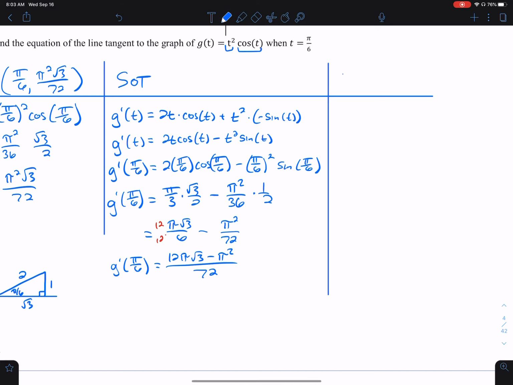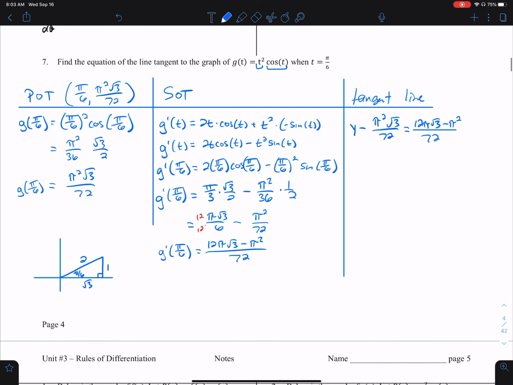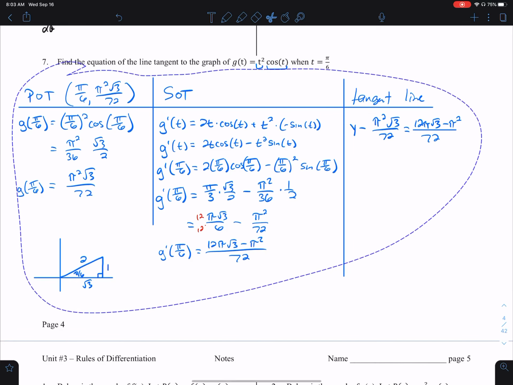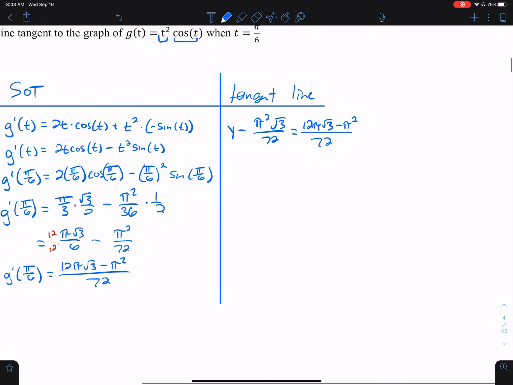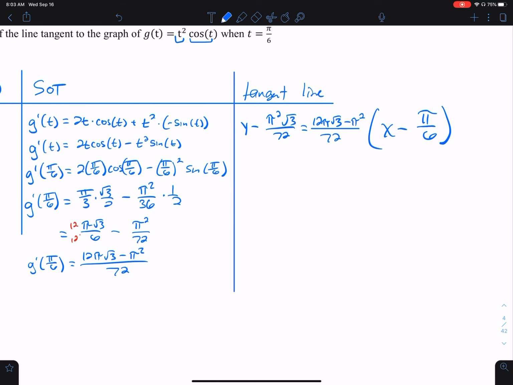So this tangent line is going to be y minus the y value of our point equals the slope, and boy, is this one heck of a slope. I need to make this smaller. I've used too much space. This is times the difference of x and the x value of our point, which is pi over 6.